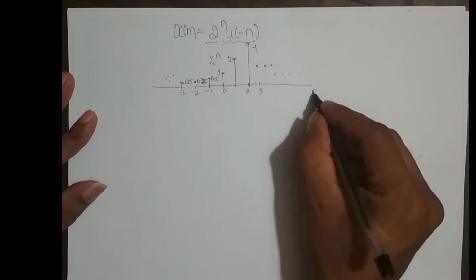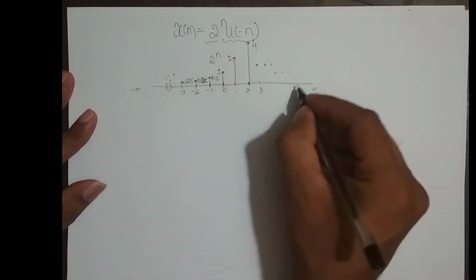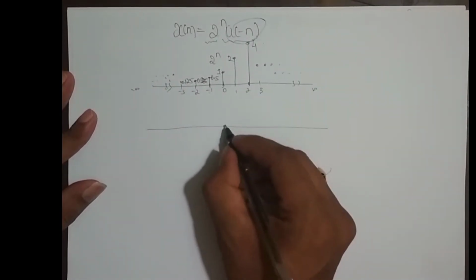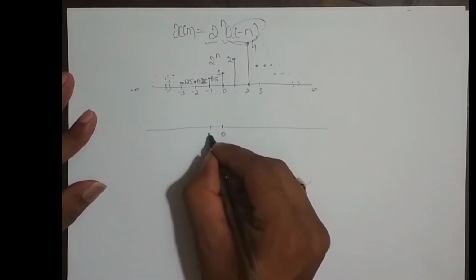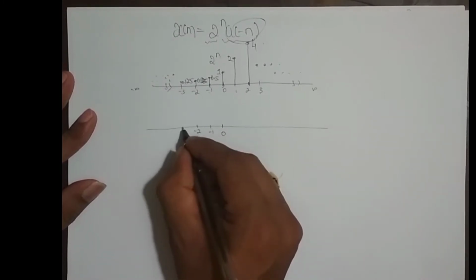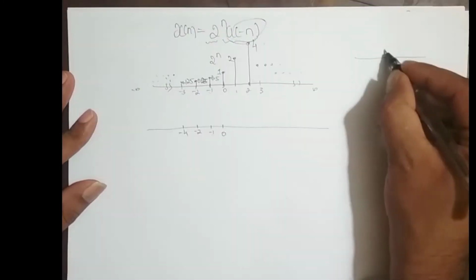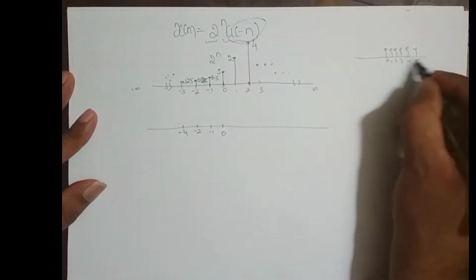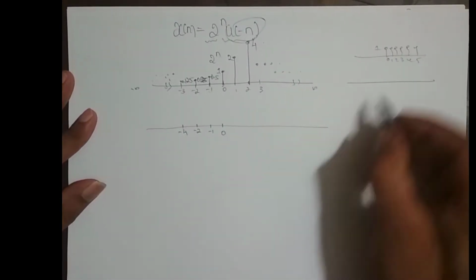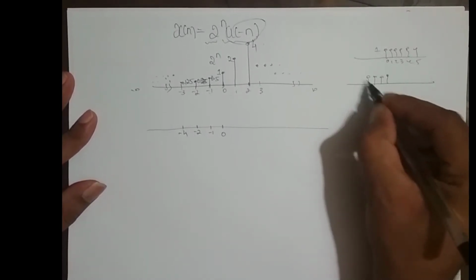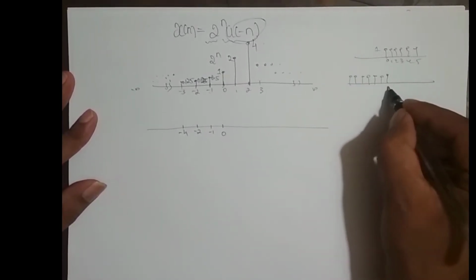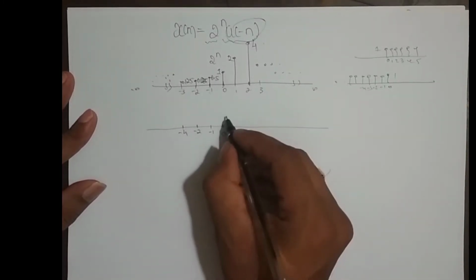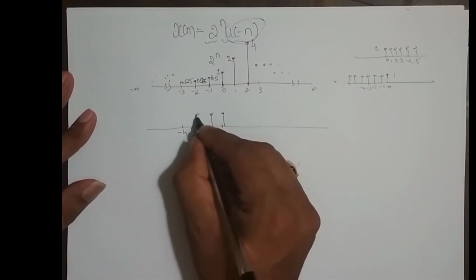And this signal is multiplied with u of minus n. How does u of minus n look? It is nothing but the mirror image of u of n. This is our u of n, with samples at 0, 1, 2, 3, 4, 5, and amplitude 1. To get u of minus n, I take its mirror image, so all the positive amplitudes come to the negative side. This is our u of minus n signal, whose amplitude is 1.